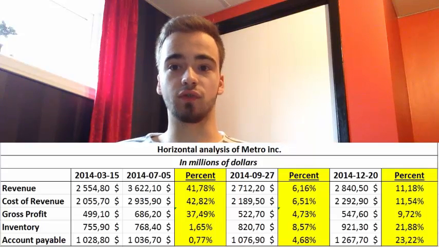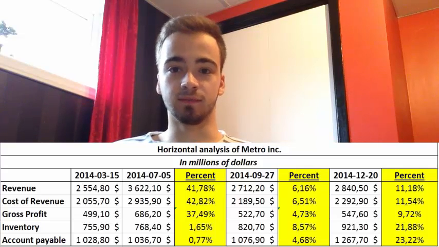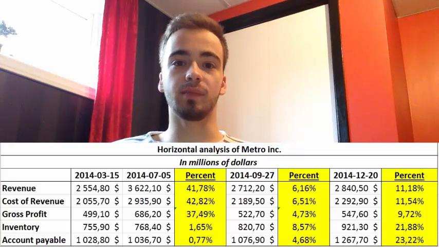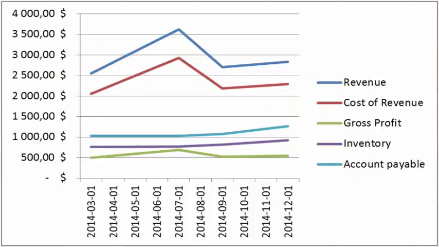The account payable also follows, which is not really good because the company contracts more debts. But in another way, this is how the company achieved this increase of profit. As the graph shows us, the company follows a good growth in general. The vertical analysis is a bit different.